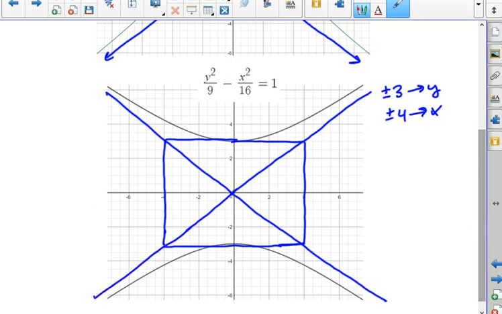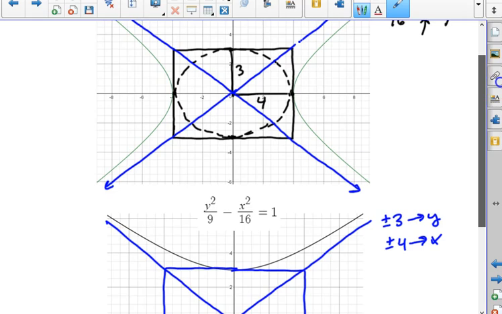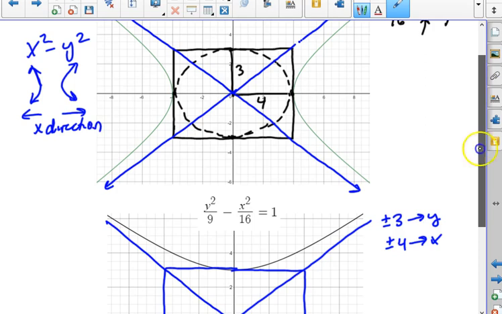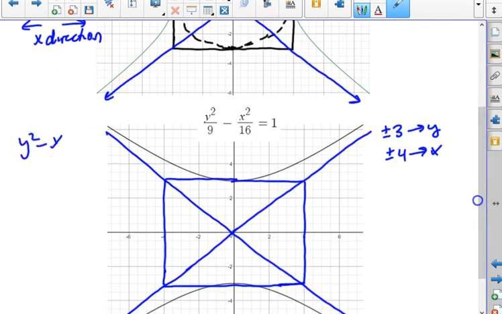It's a little better. Okay, so with an x squared minus a y squared, it opens in the x direction. If we have a y squared minus an x squared for our hyperbola, it's going to open in the y direction. It's going to open up and down. So that's how you tell the difference between which way it opens. The box and the asymptotes are still the same size for both of these.